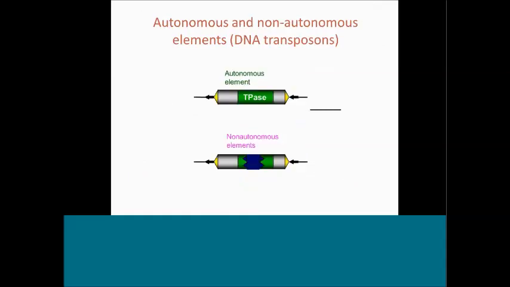Not all the transposons include transposase, some of them do not. So if they encode transposase and can move by themselves, we call it an autonomous element. Otherwise, we call it a non-autonomous element, because they rely on the transposase from the autonomous element to help them to move. However, non-autonomous elements sometimes also encode some protein, but it's not a transposase.